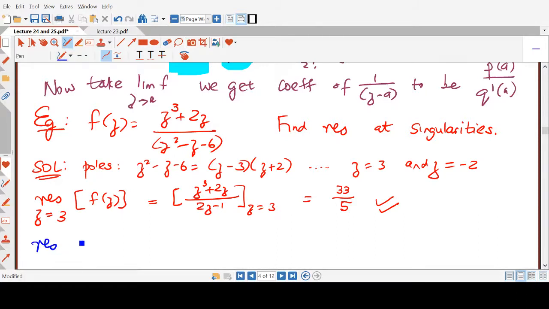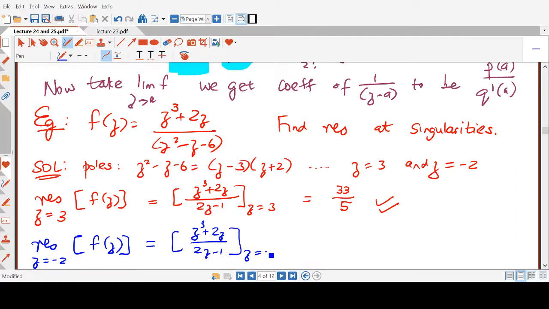The residue of f of z, this time when z is equal to minus 2. It's the same thing. It's p of a over q dash of a. So it's z cubed plus 2z over the derivative, 2z minus 1. And you just plonk in minus 2. It's minus 8, minus 4 is minus 12, over minus 4 minus 5. So it's 12 fifths.